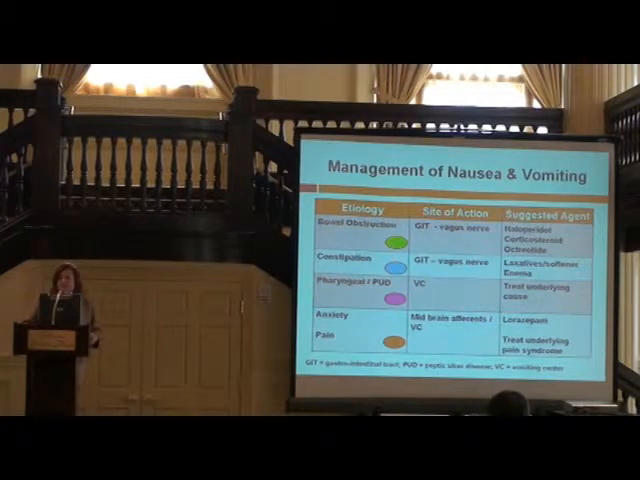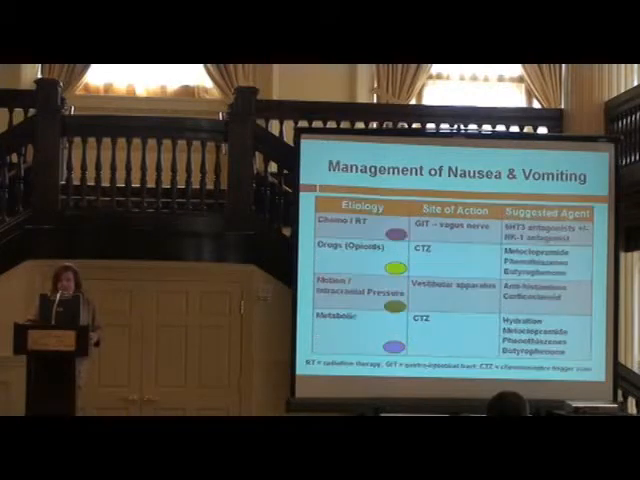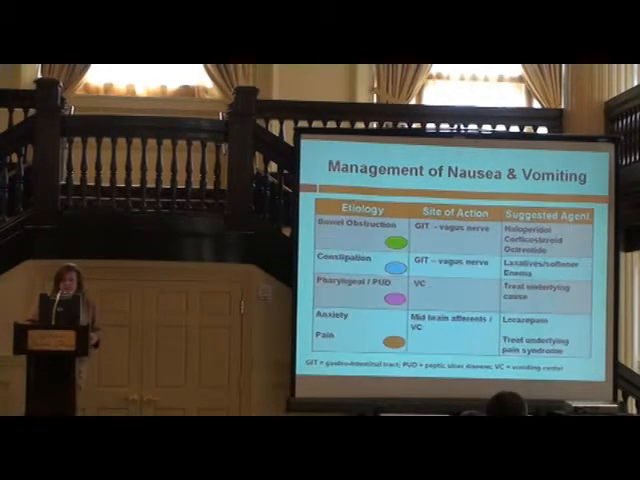Corticosteroids are probably one of the mainstays of therapy here to manage that. And I forgot to mention earlier with the chemo, corticosteroids usually are used in conjunction with the 5-HT3s up front as well.